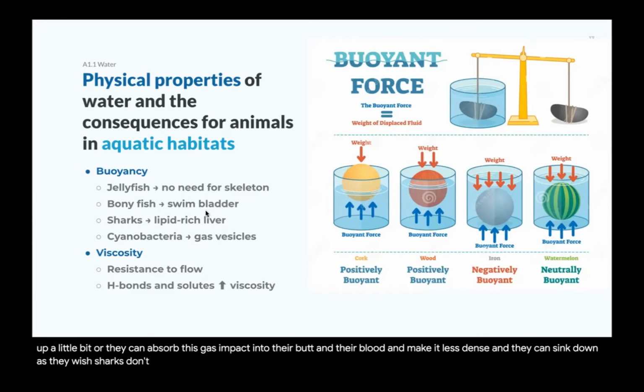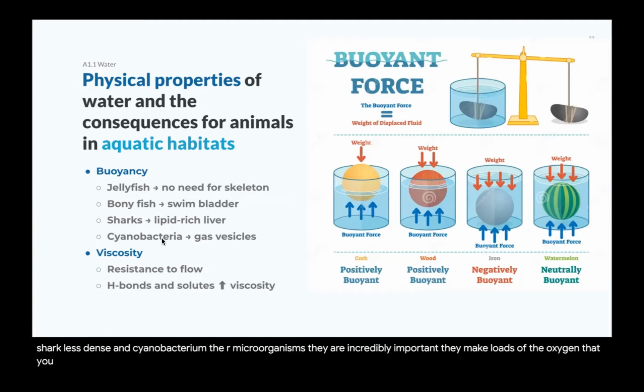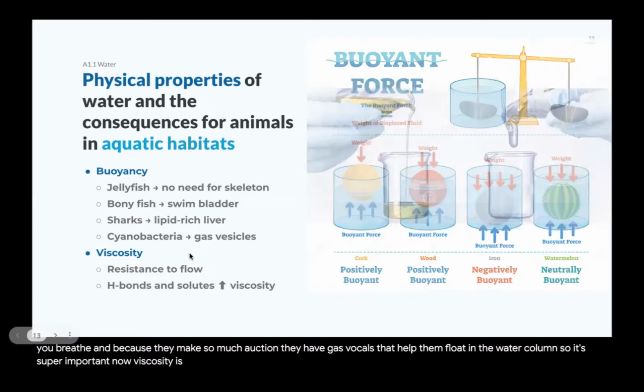Sharks don't have a swim bladder, but their liver is full of fat, and that is less dense than water, so it makes the shark less dense. And cyanobacteria, they are microorganisms. They are incredibly important. They make loads of the oxygen that you breathe, and because they make so much oxygen, they have gas vesicles that help them float in the water column. So it's super important.